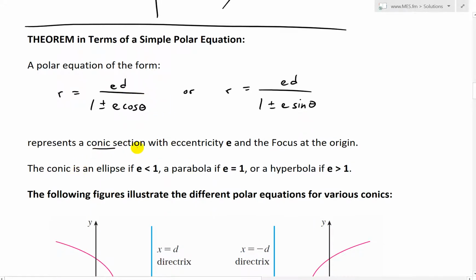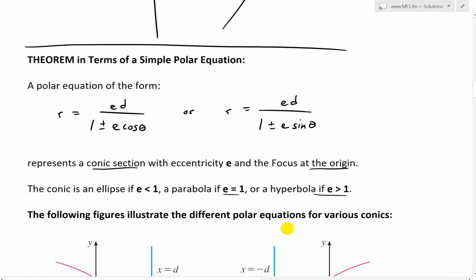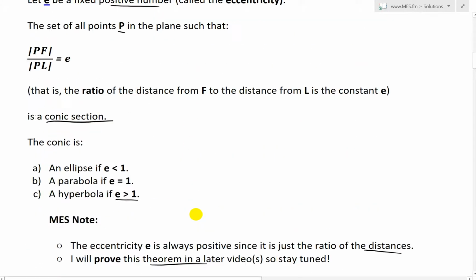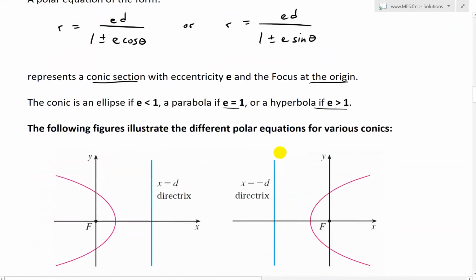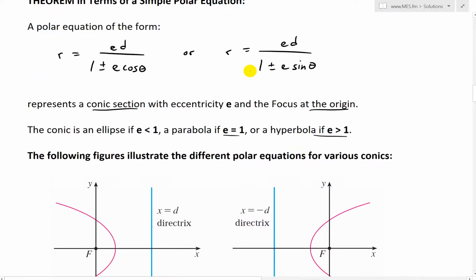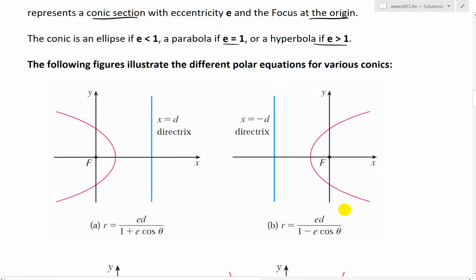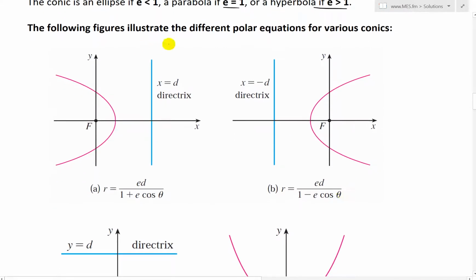So this represents a conic section with eccentricity e and the focus at the origin, in polar equations. The conic is an ellipse if e is less than 1, a parabola if e equals 1, or a hyperbola if e is greater than 1. So this is the same theorem as above, but in polar equations, and as you can see, it is just a simple formula with variations depending on how the conic section is set up. The following figures illustrate the different polar equations for various conics.